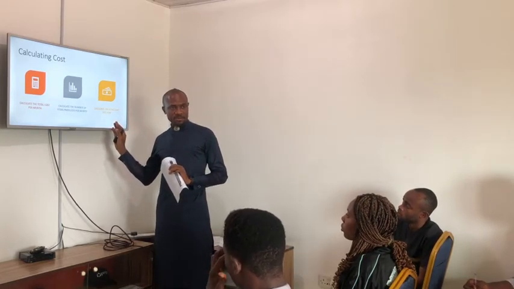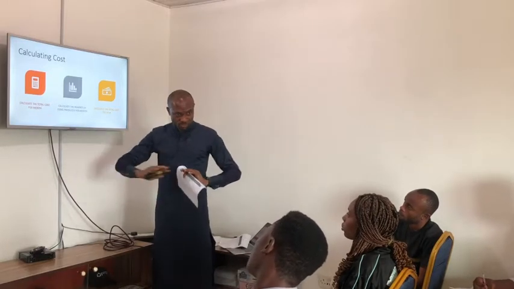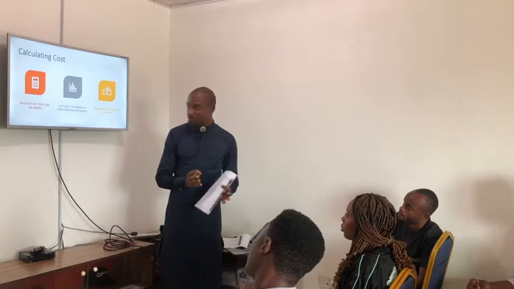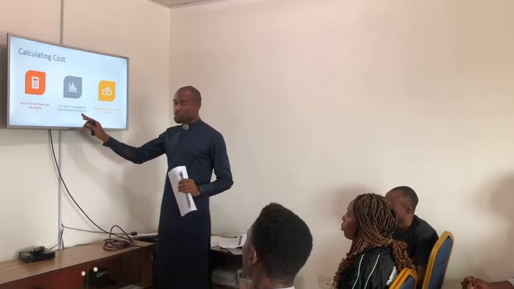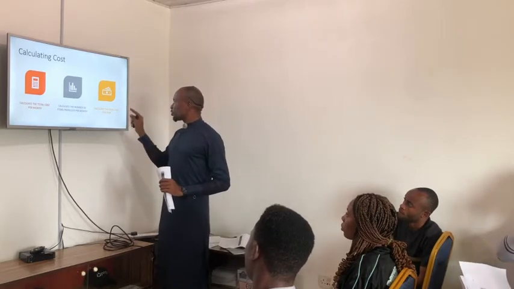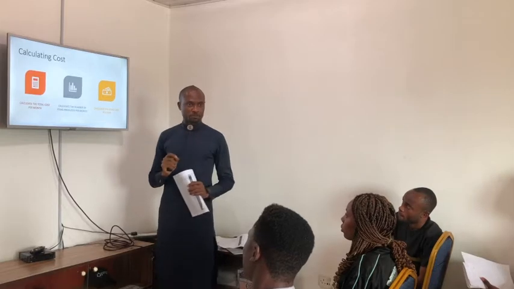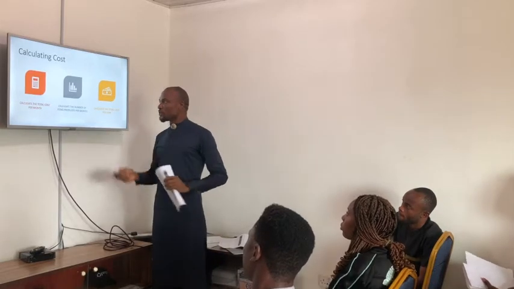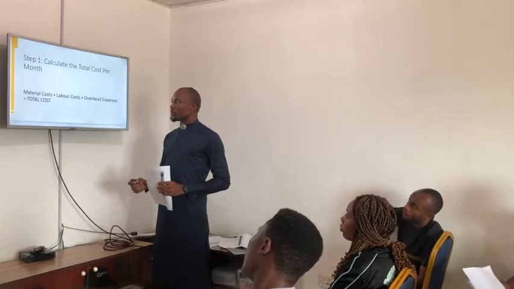Is that clear? You calculate the total cost per month. You now calculate the total number of items you produce for that month, and then you calculate the total cost per item. So how do you do those calculations? Very simple.